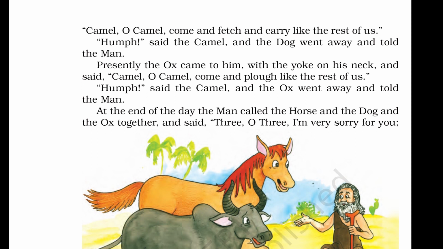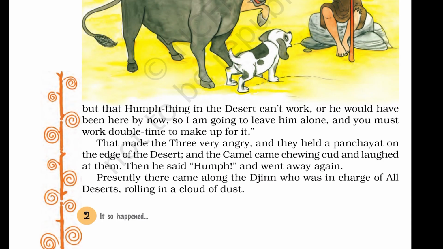At the end of the day, the man called the horse and the dog and the ox together and said, "Three, oh three, I'm very sorry for you, but that hump thing in the desert can't work, or he would have been here by now. So I am going to leave him alone, and you must work double time to make up for it."